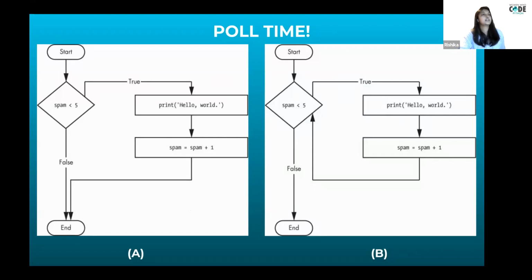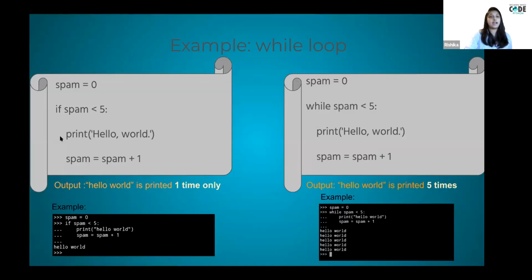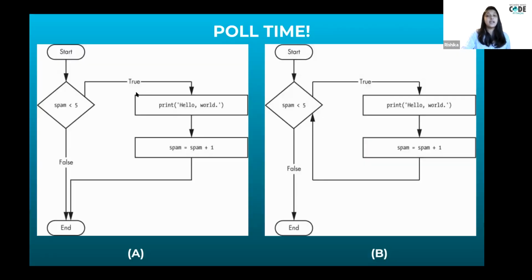Okay. All right, so yeah, B is correct. Good job, guys. And the reason is because, as you can see in this flow chart, referring back to that same code that we had here with if spam less than 5 or while spam less than 5, we basically evaluate this once and then just go straight to the end. So that's definitely an if statement.